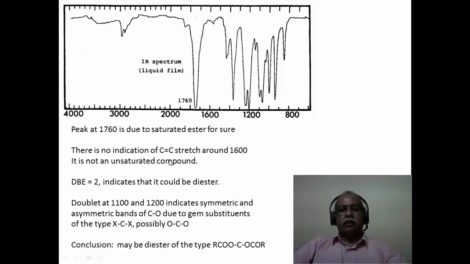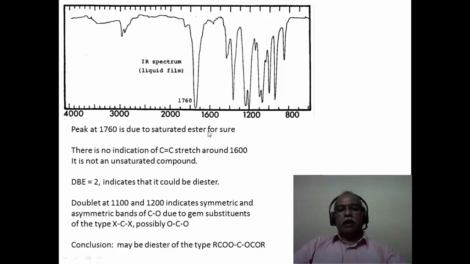C double bond C stretch is not seen here. However, there are double bond equivalents too, which indicates that it could be a diester. In other words, because there is no C double bond C unsaturation here, the unsaturation can only be accounted for by the ester functional group. C double bond O present in the ester functional group will take care of the double bond equivalence. So there must be a diester molecule in this particular system.